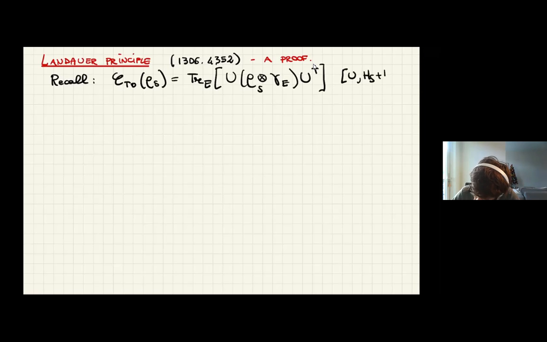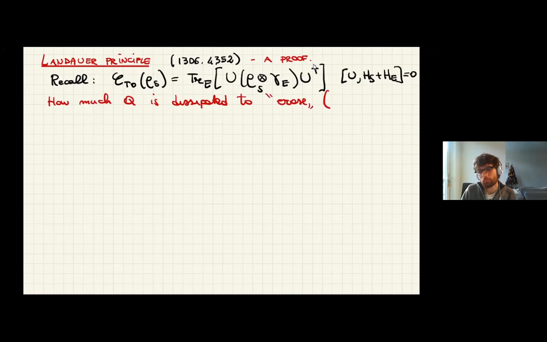And the unitary was conserving overall energy, okay? Now, the question that Landauer's principle answers is how much heat is dissipated into the environment to erase information from the system. So how much Q is dissipated to erase? And erasing essentially means reducing the entropy of the system.